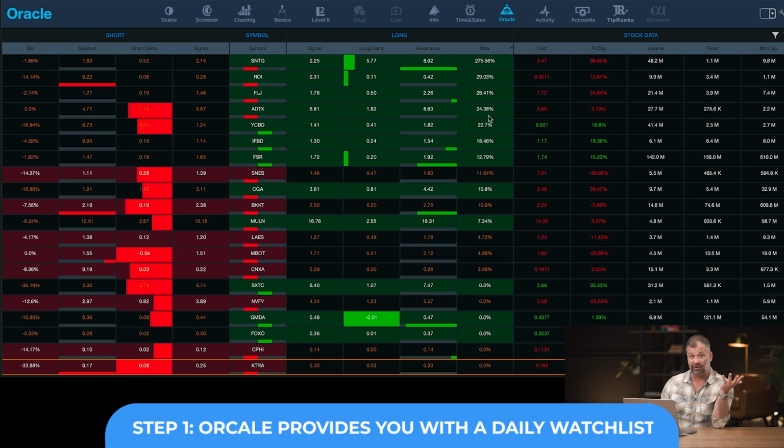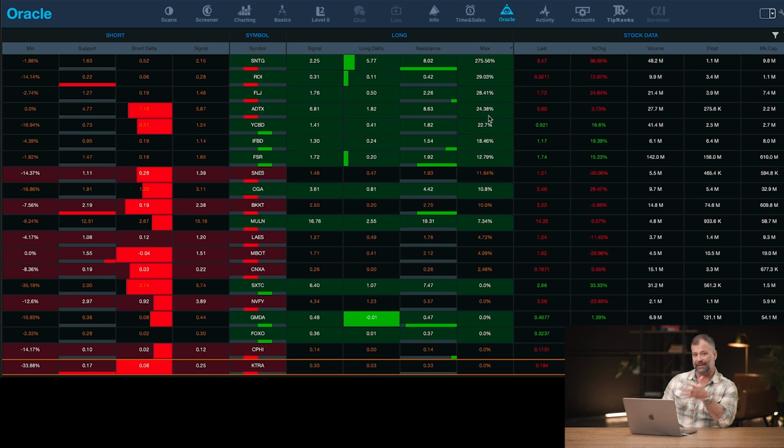You don't need any other screeners. You don't need any other scans. You don't need any other watch lists. It does it for you each day in pre-market starting at 4 a.m. Boom, benefit number one. You don't have to run all these scans. You don't have to ask everybody. You don't have to go in chat rooms looking for hot stocks. It just does it for you with one click. So now your watch list is done.